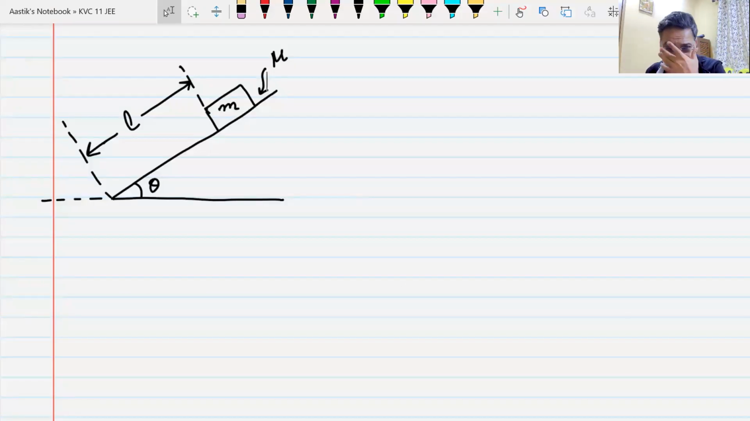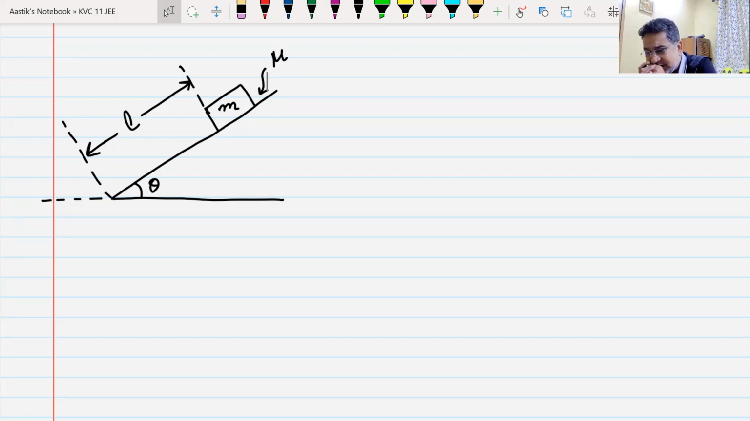A block of mass m is kept on a rough surface. The coefficient of friction is mu. The angle of inclination is theta. This is going to slide down. That is being told to you. So don't think that it is going to remain at rest. It is going to slide down.